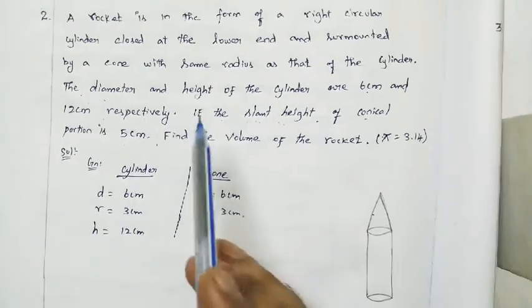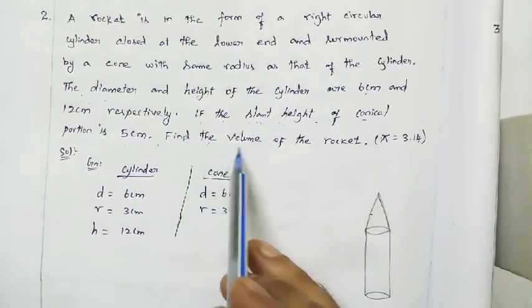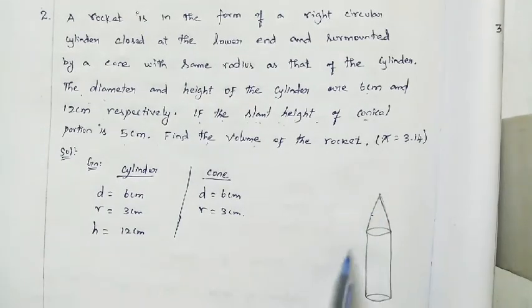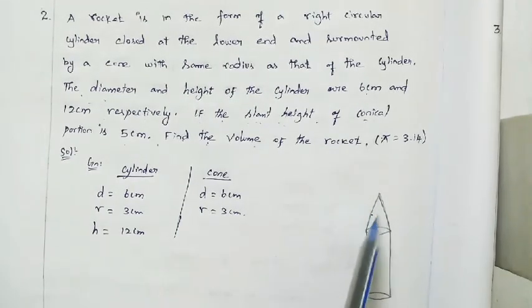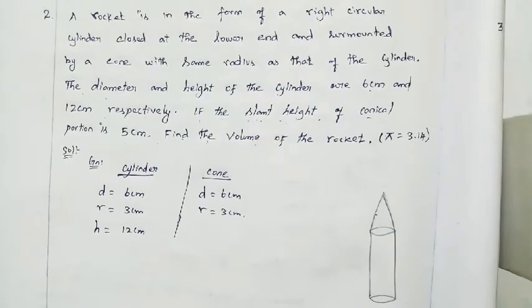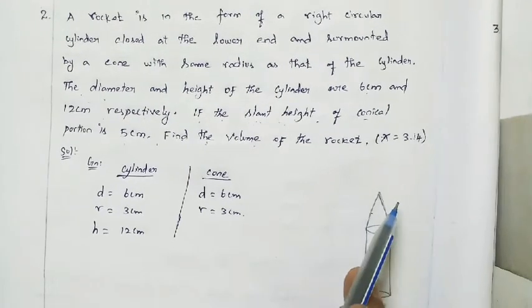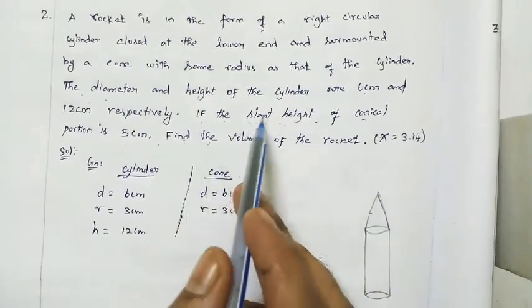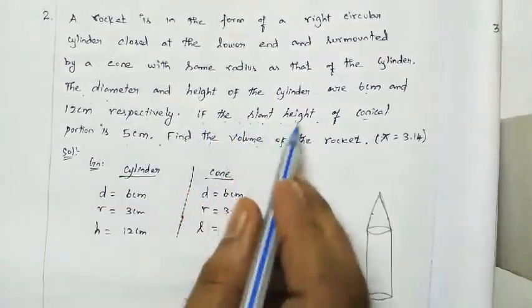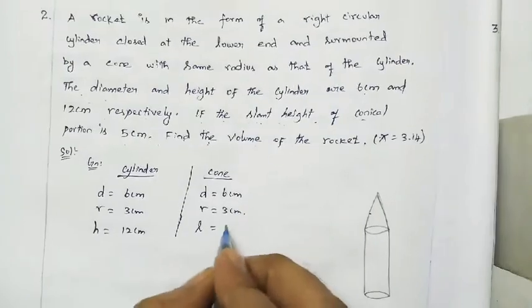But here what we want to find is the volume of the rocket, right? Volume of rocket is nothing but volume of cylinder plus volume of cone. For finding the volume of cone, what is the formula? 1 by 3 pi r square h is needed. But here what is the given? Slant height, L only is given, right? If the slant height of the conical portion is 5 centimeter, right?